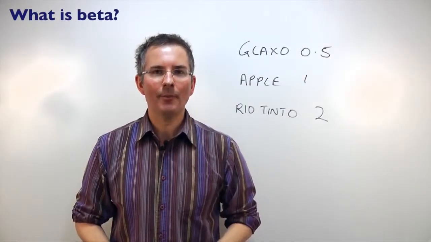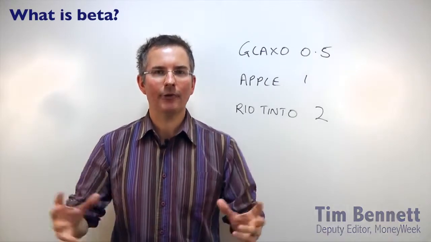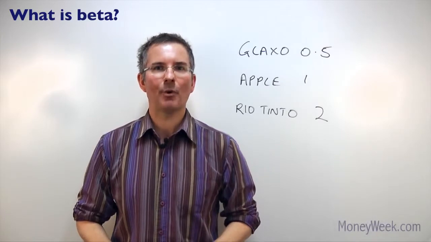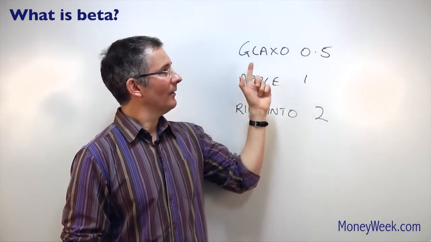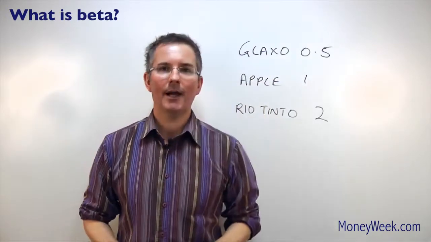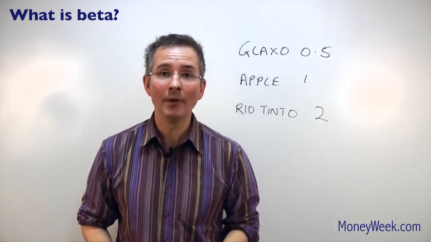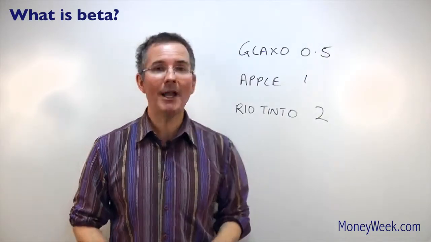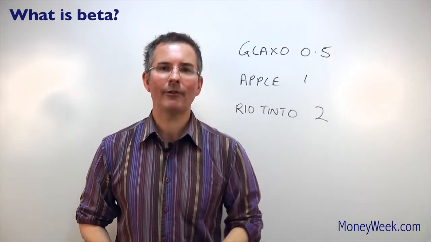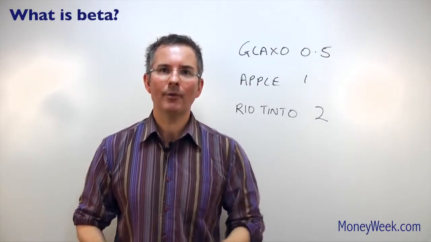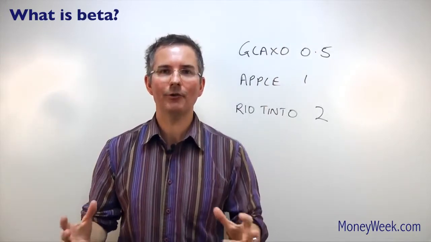So in today's video, I'm going to explain a very common piece of market jargon plastered all over investment websites and analyst reports, and that's beta. Now, to give you an example, Glaxo has a beta, whatever that is, of 0.5. Apple has a beta of 1, and Rio Tinto, the mining stock, has a beta of nearly 2, rounded slightly. So what are these numbers? When someone throws that at you, what's that supposed to tell you about these individual stocks?